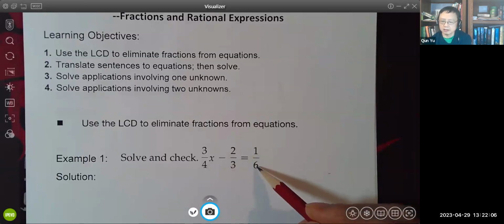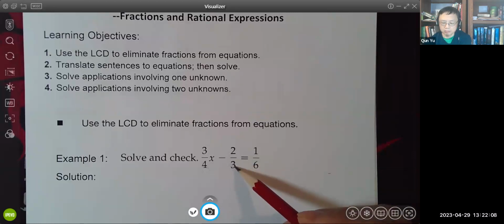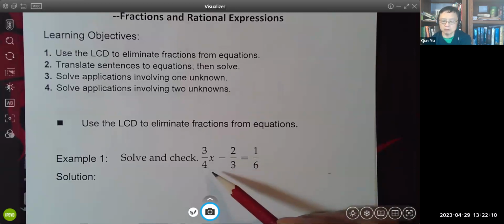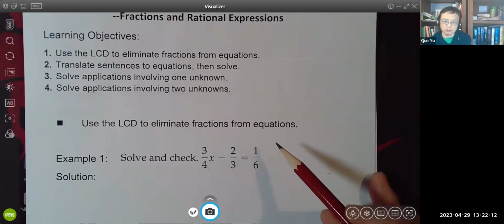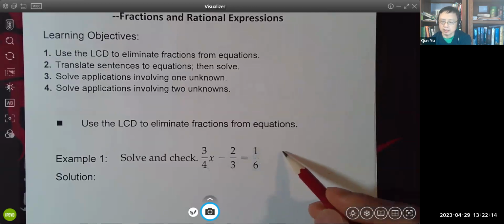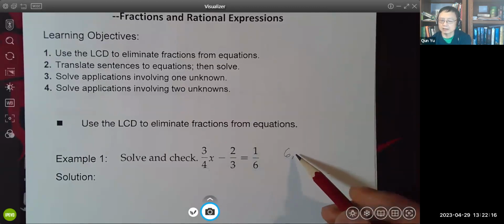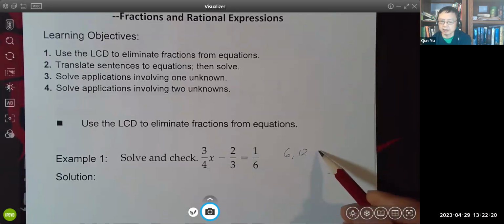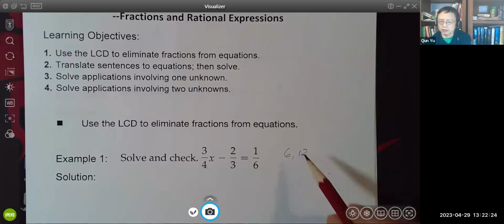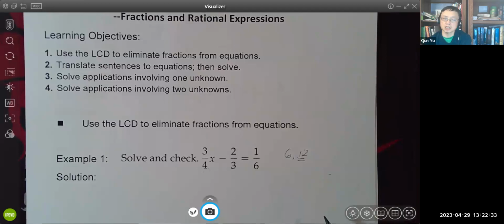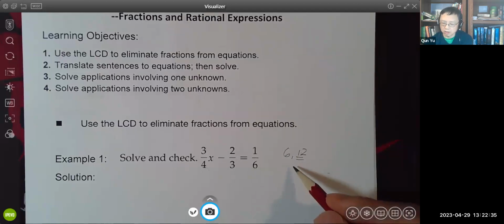Currently 6 is a multiple of 3, but it's not a multiple of 4, right? So in that case, we just look at the next multiple of 6, which is 12. Next one is 18, next one is 24, and so on, right? So 12 is a multiple of 3. 12 is also a multiple of 4. So this is our number. This is the smallest common multiple. So that's our LCD.